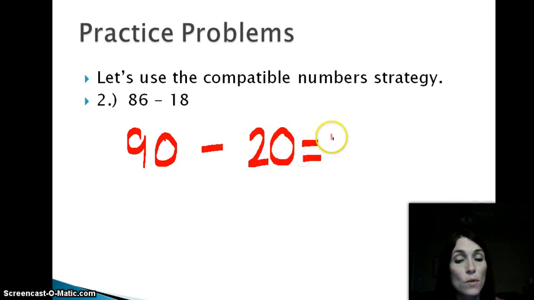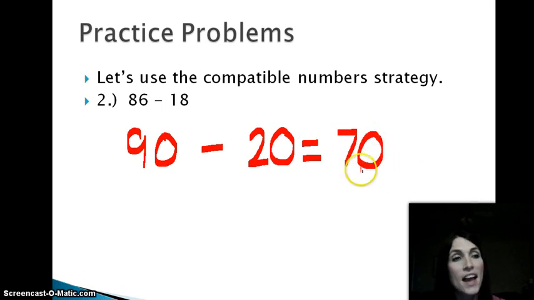And I can subtract 20 from 90 in my head very easily to get 70. And that's really all there is to it for the compatible numbers strategy. Just another strategy that we can use to help us estimate.